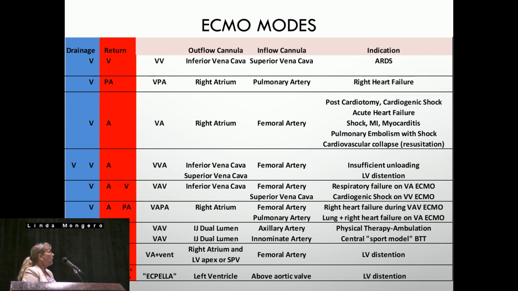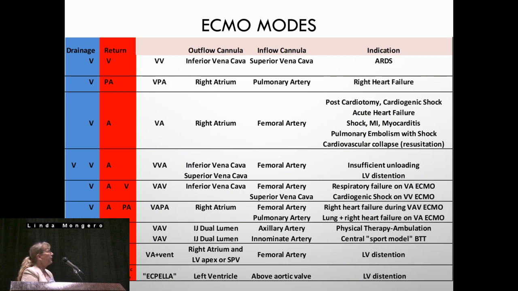For VA ECMO, we're all very familiar with this. We have right atrium to femoral artery. This would be for post-cardiotomy cardiogenic shock, acute heart failure, refractory shock, MI, myocarditis, pulmonary embolism with shock, or any cardiovascular collapse for resuscitation. And then we move to the triple cannulation techniques, which are 2 cannulas in the venous and then 1 back to the arterial.